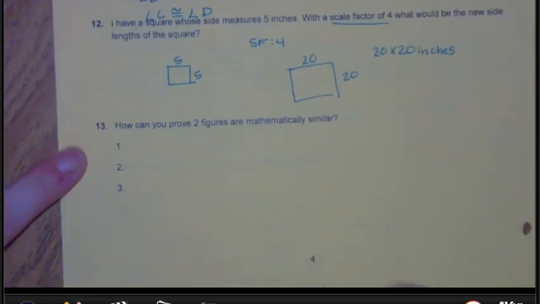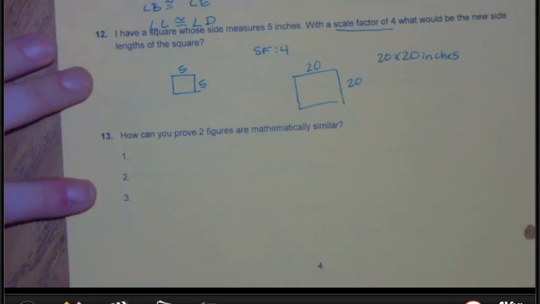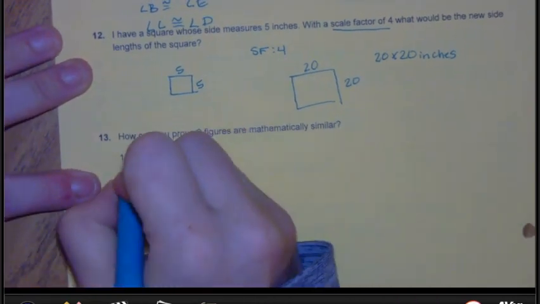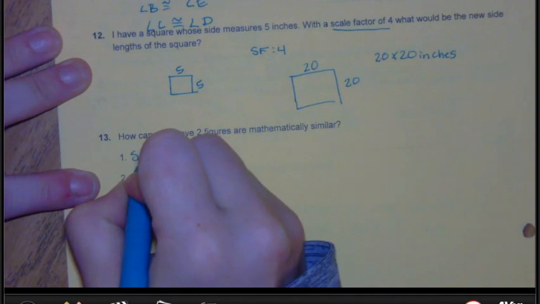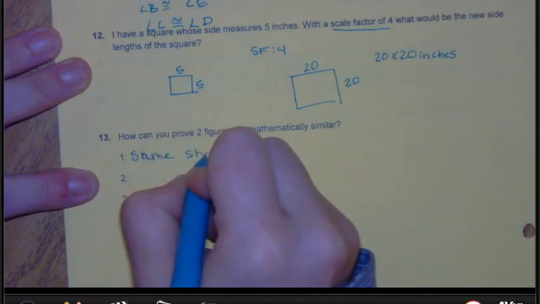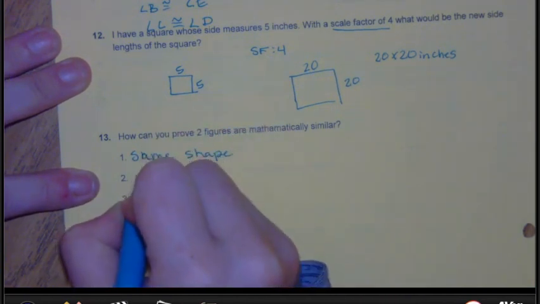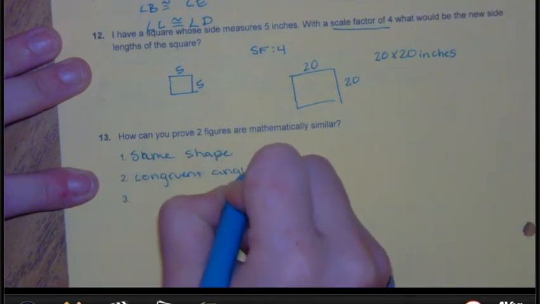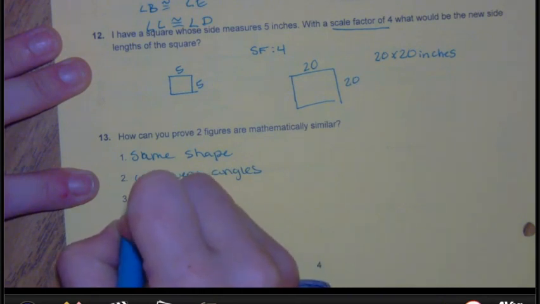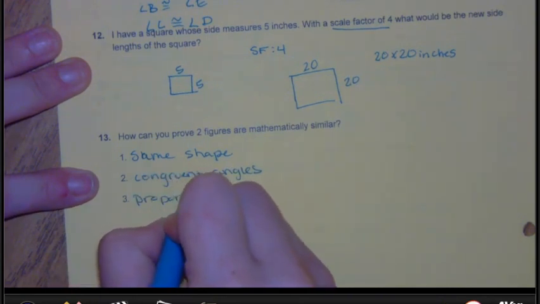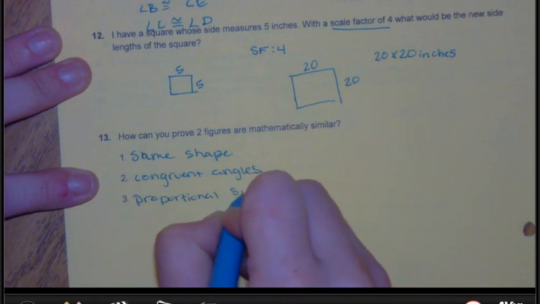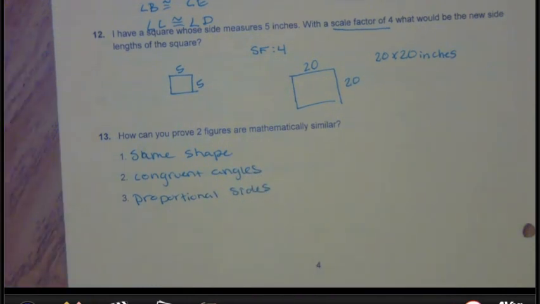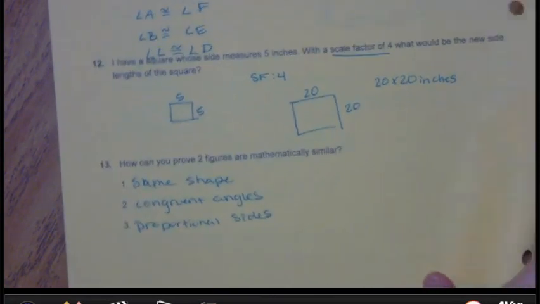Number 13. How can you prove 2 figures are mathematically similar? Well, my first one is same shape. My second one is congruent angles. And my last one is proportional sides. Same shape, congruent angles, and proportional sides.